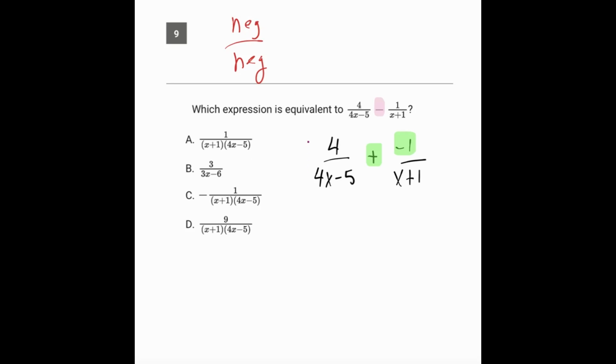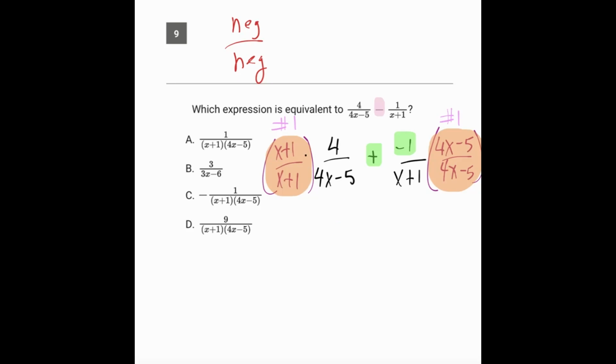We can multiply the one on the left by x plus 1 over x plus 1, and the one on the right by 4x minus 5 over 4x minus 5. Now, each of these fractions that we multiplied by, they're each equal to the number 1, because when you have the same number on the top and the bottom, all you have is the number 1. And when you multiply something by 1, nothing changes.